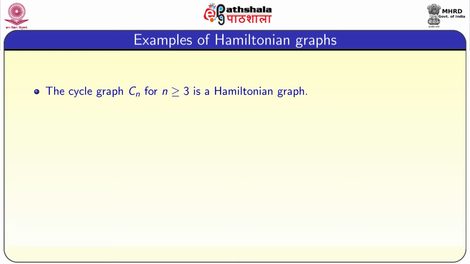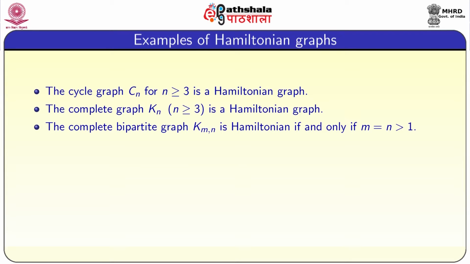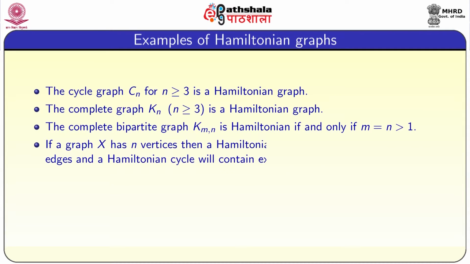It is because the degree of each vertex is 2 here, and it is easy to see that we can go from a starting vertex, visit all the vertices and come back. So, every cycle graph is Hamiltonian, and the complete graph Kn is a Hamiltonian graph. Kn contains Cn as a subgraph, so clearly Kn is also a Hamiltonian graph. The complete bipartite graph Kmn is Hamiltonian if and only if m equals n and both are greater than 1, that is, m greater than 1 and n greater than 1.